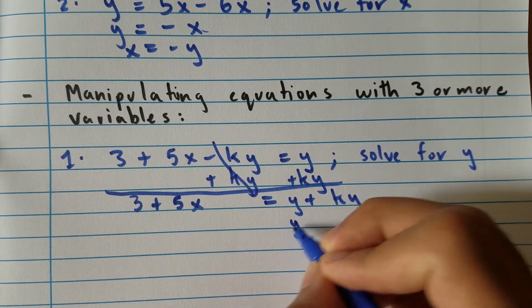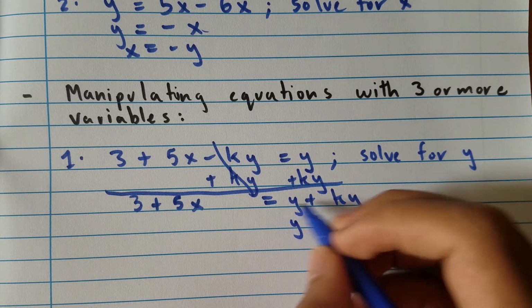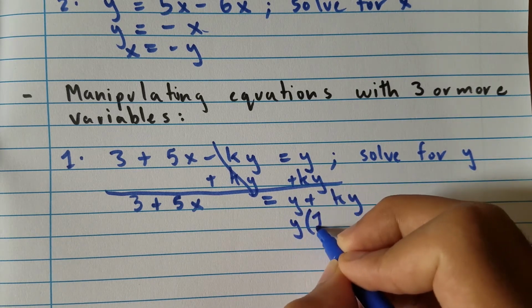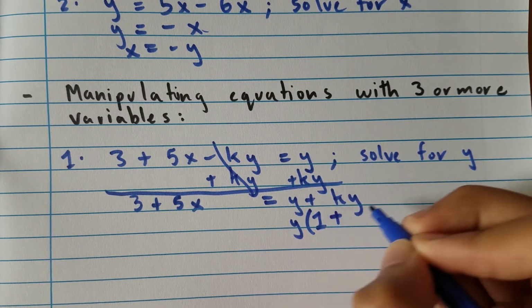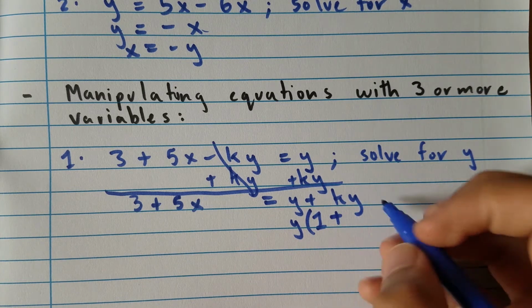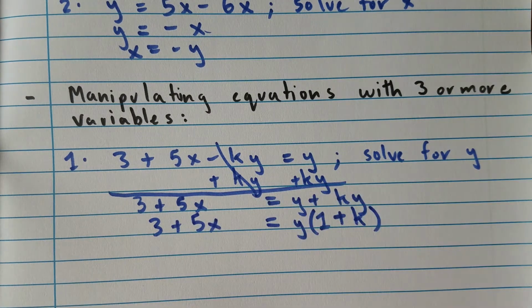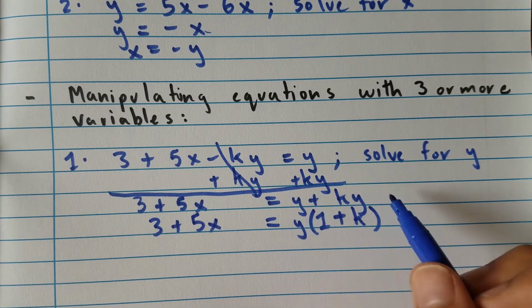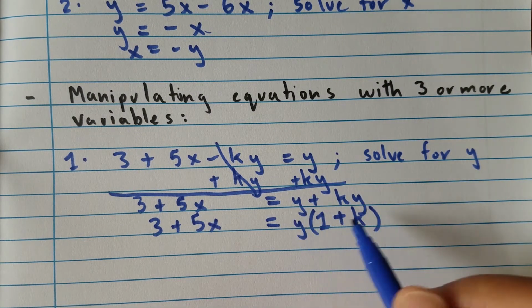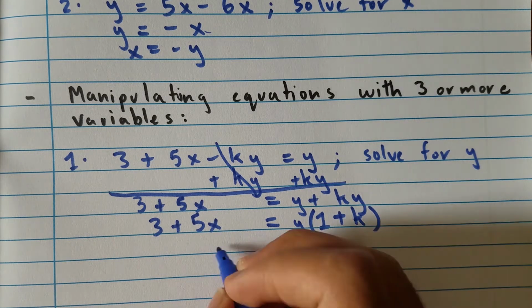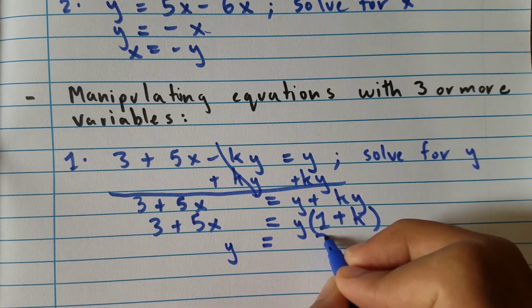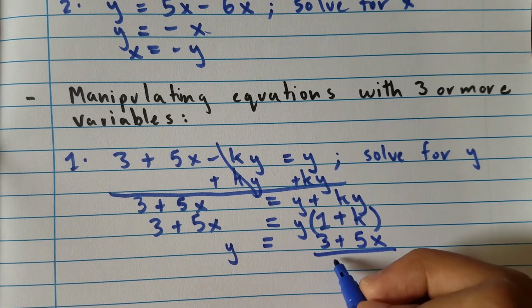So we can factor out y from each side. From here we get 1 times y giving y, plus k times y giving us ky. So we get (1 plus k) times y over here, and that equals 3 plus 5x. So now we have successfully isolated y from these two terms. And now we can just divide each side of the equation by 1 plus k. So we get y equals (3 plus 5x) over (1 plus k).